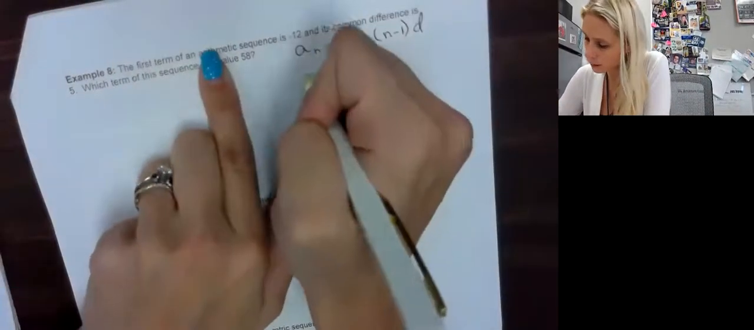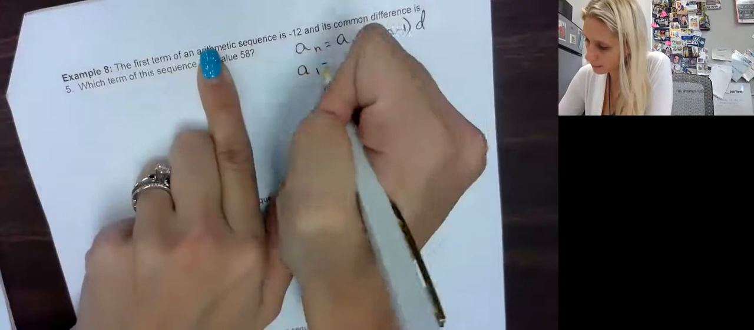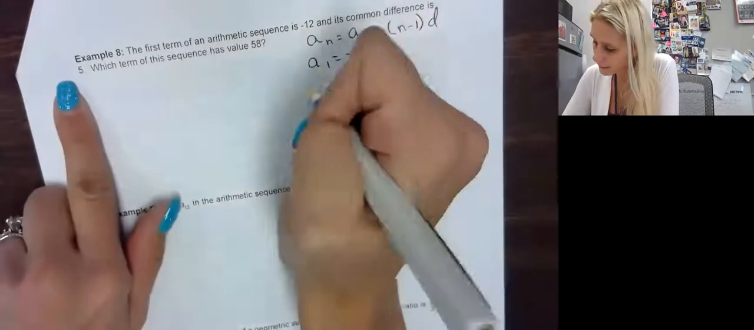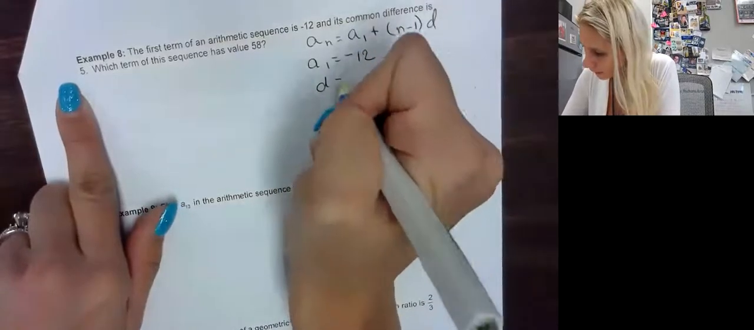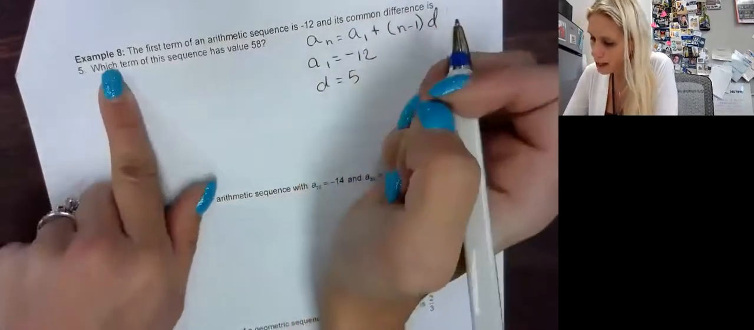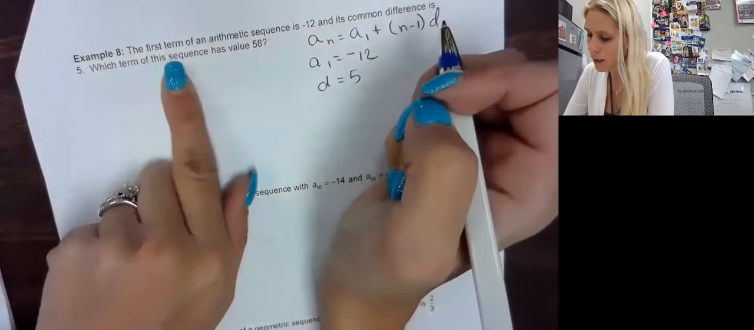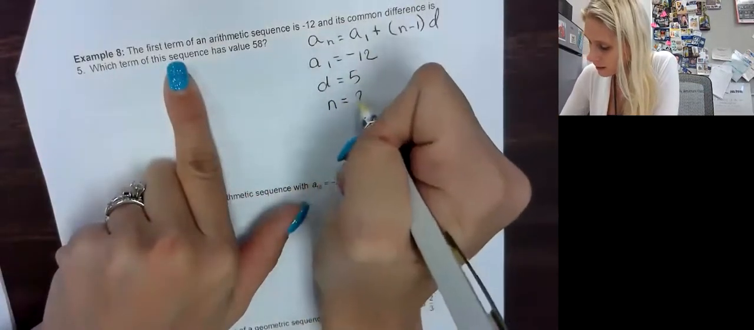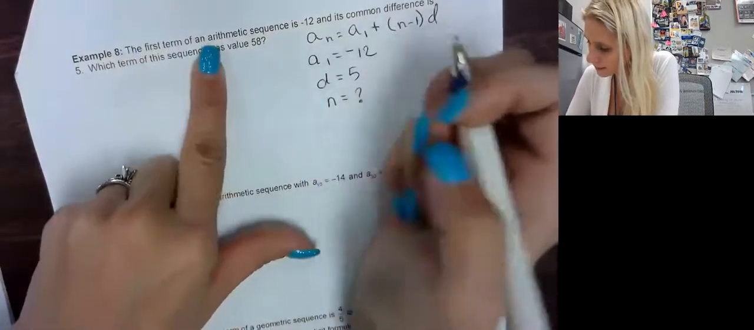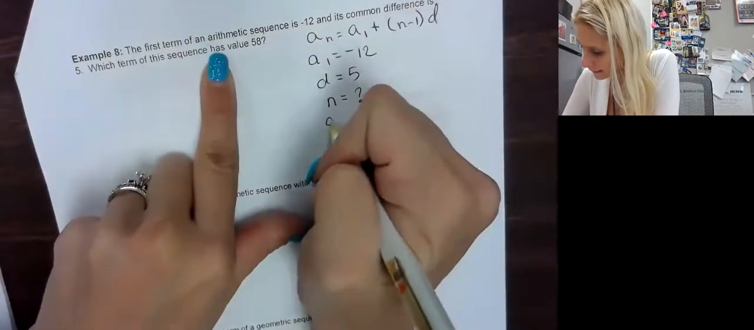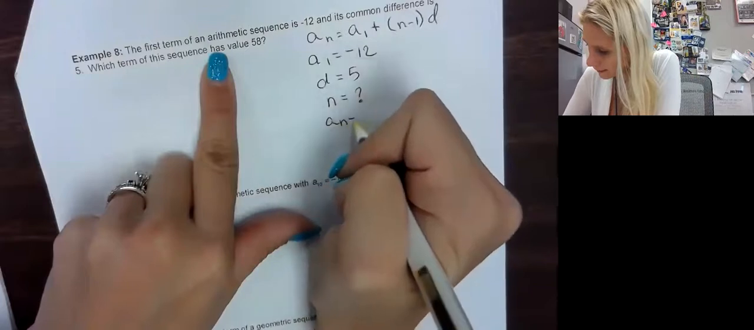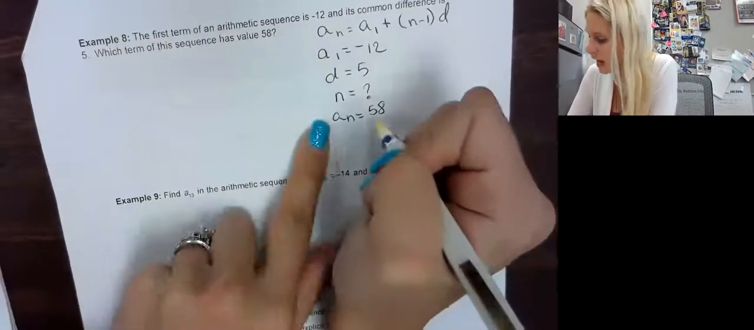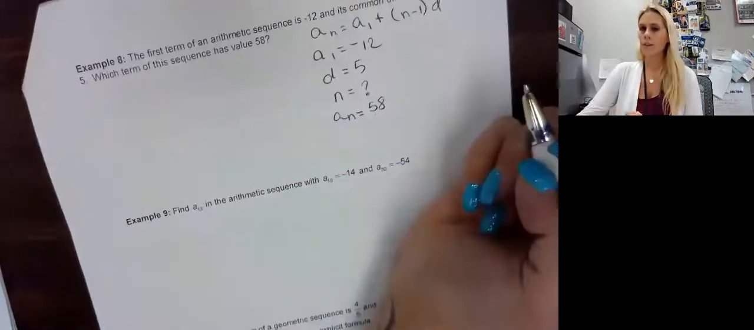First term, a subscript 1 equals negative 12. The common difference is 5, so d equals 5. Which term of the sequence? So we're finding n, and a subscript n equals 58. So we're finding the term whose value is 58.